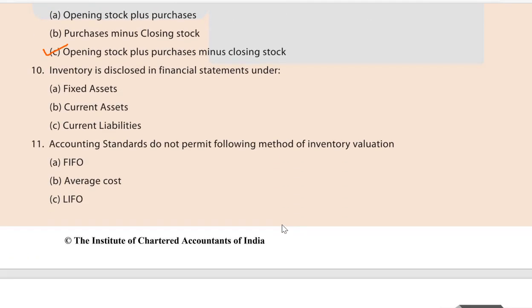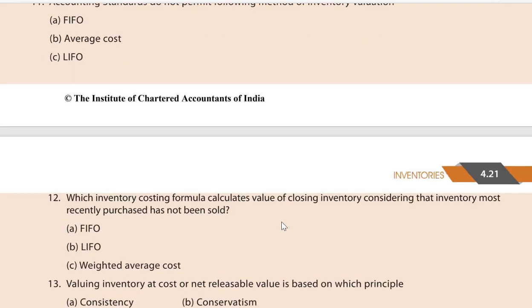Question number 10. Inventory is disclosed in financial statement under what? A. Fixed assets. B. Current assets. C. Current liabilities. It is current assets. Inventory is a part of current assets. In the statement of financial position, it's shown under the head current assets, the closing inventory.